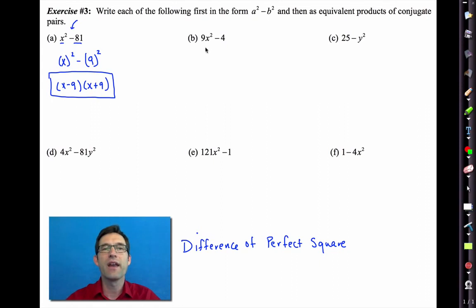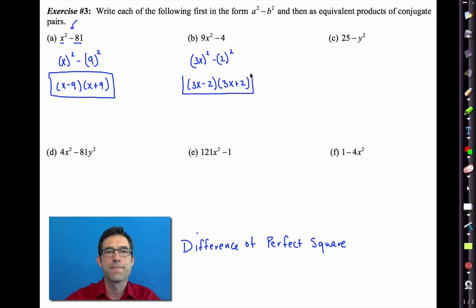So take a look at B, right? We can think of 9x squared as being 3x times 3x. In other words, 3x squared. We can think of 4 as being 2 squared. So 9x squared minus 4 is the same as 3x minus 2 times 3x plus 2. Right? And again, if you don't believe me, multiply those back out and you'll get that, right?